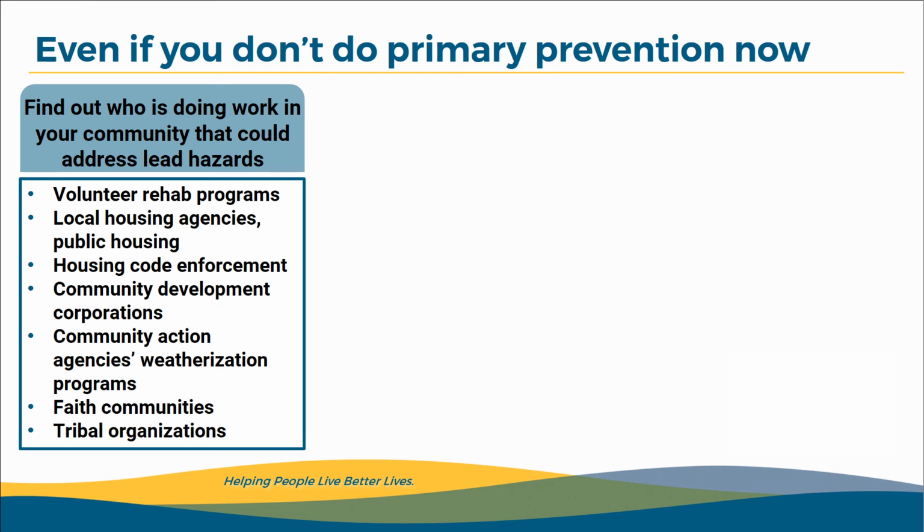First, find out who is doing the work in your community that could address lead hazards. Could you help train volunteer rehab programs, including Habitat for Humanity, Rebuilding Together, or other faith-based programs? Could your program work with public housing agencies as they implement building upgrades? Could you work with other organizations that build or renovate housing? And do you know how your housing code enforcement agencies take action when they find chipping or peeling paint in rental homes?